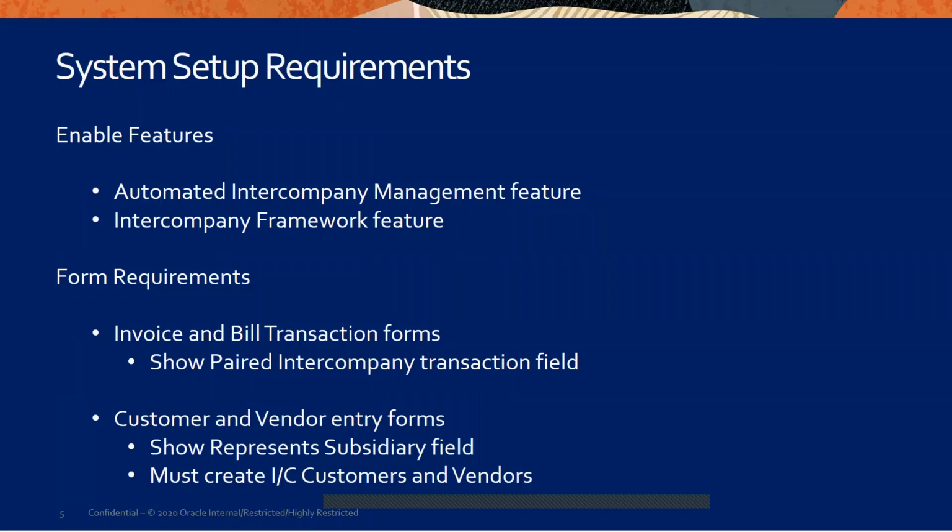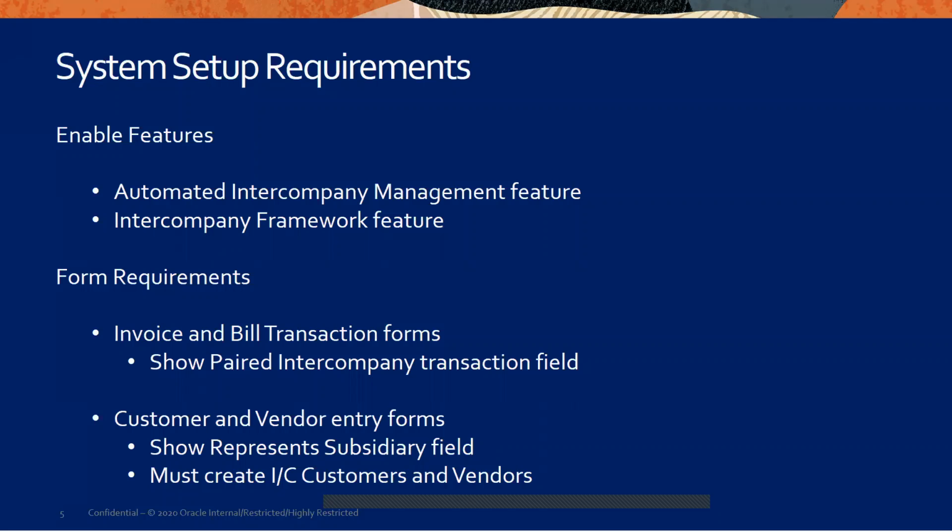So I'm going to go through some of these in the demo on how to set it up, but I just wanted to highlight these. It's just two features: the automated intercompany management feature and the intercompany framework feature. We're going to show you where those are in the enable features page to get those checked and set up. And then there are a few other requirements for these as well.